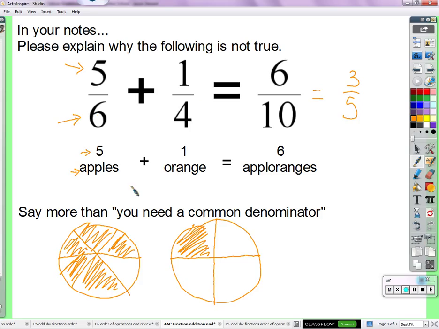Now with apples and oranges, there's no way to fix this. I can't make them exactly the same thing. They're both fruit, but they're not exactly the same fruit. It just doesn't work. But with fractions, there is a way to make these two different things into the same thing.